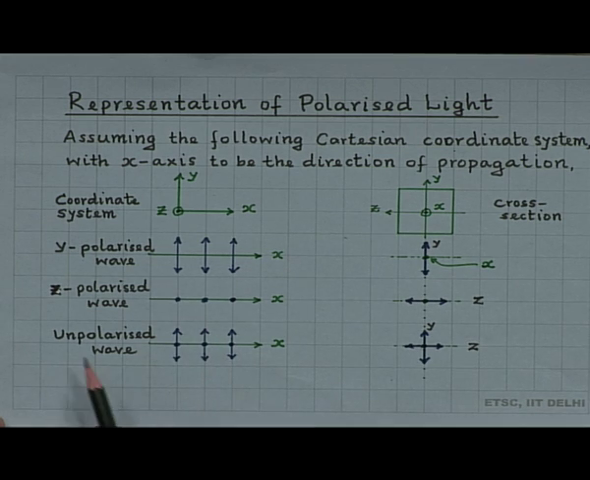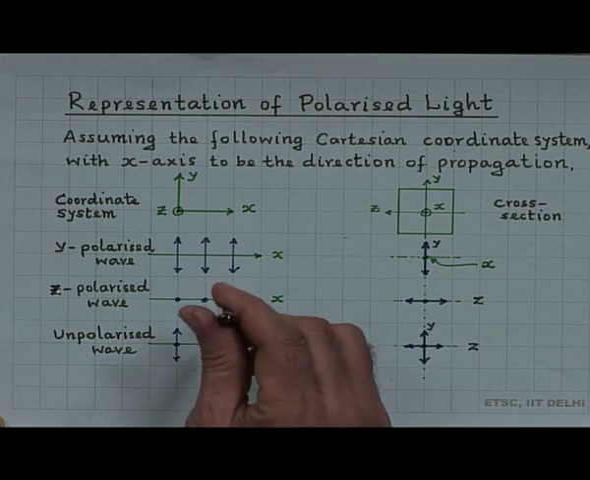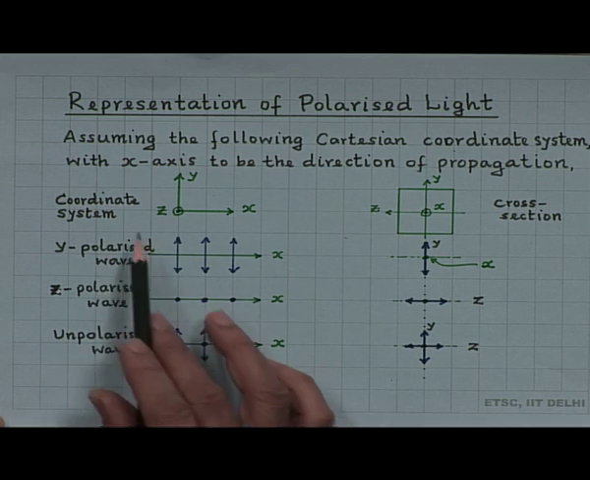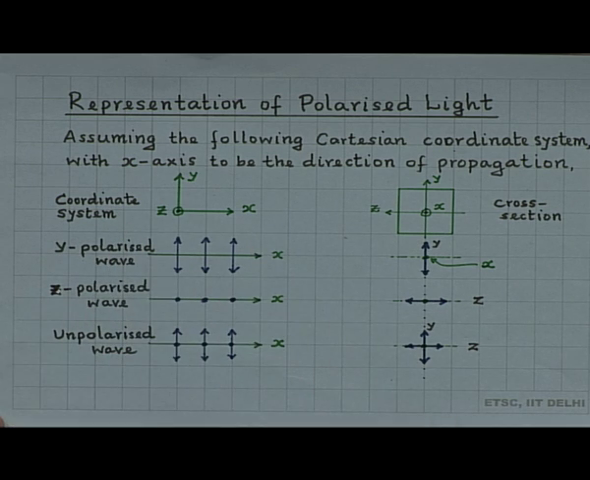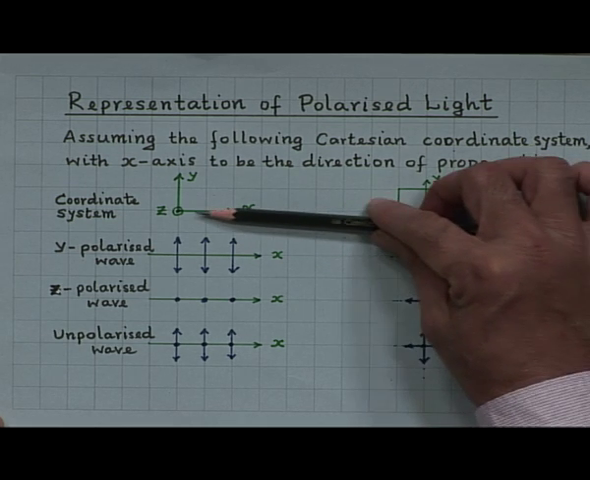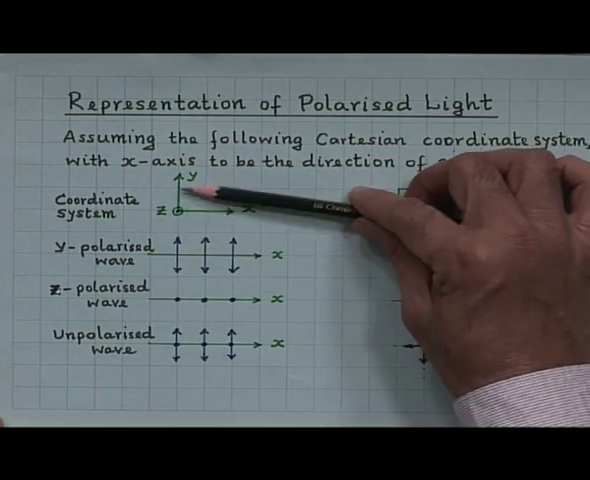And unpolarized light will have both the y component and the z component, and therefore an unpolarized wave is represented like this in 2D. What we have shown is in 2 dimensions. If you look at the cross section from this direction, in the x direction, you will see the cross section is the yz plane.